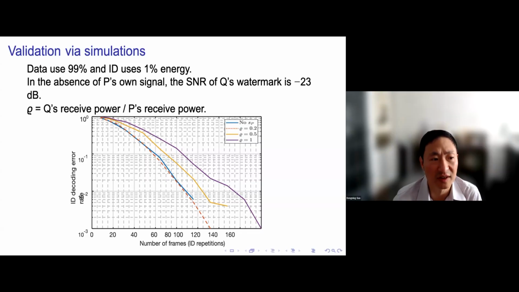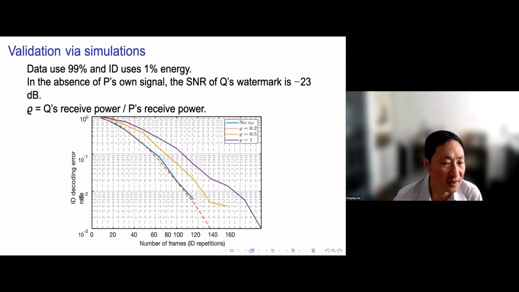I'm showing one simulation result. Here, data uses 99% of the energy, and the ID uses only 1%. In the absence of its own transmitter signal, if we just listen to the other signal, then the SNR of the other transmitter's watermark is minus 23 dB. Here we graph the probability of decoding error versus the number of frames that we use, basically how many ID repetitions we need to decode to a certain level of accuracy.